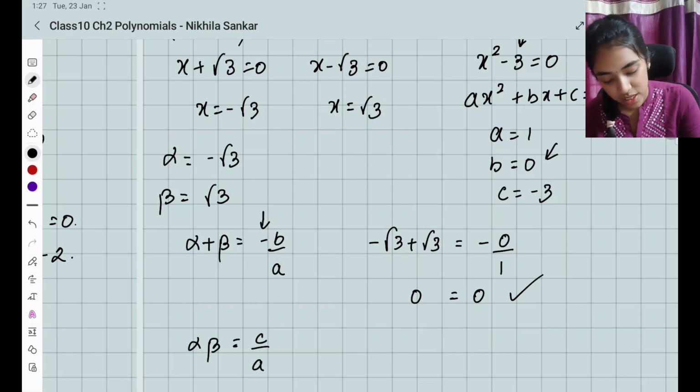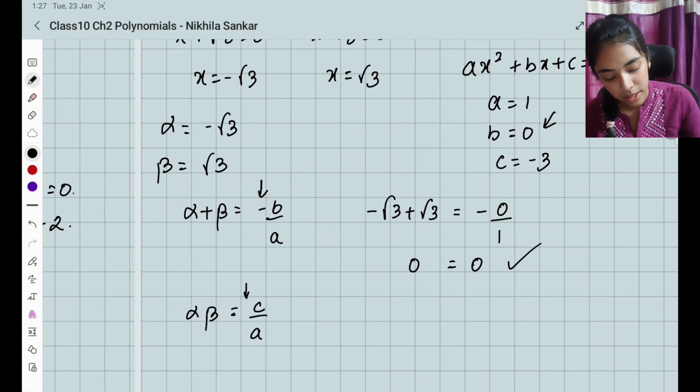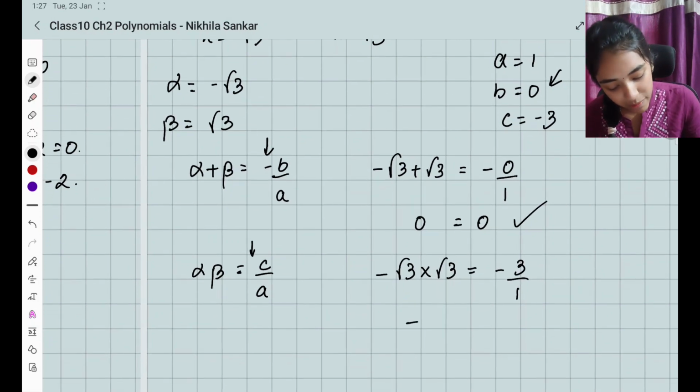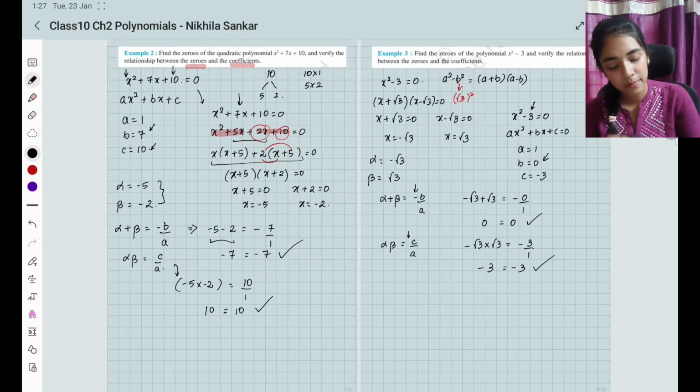Always remember, product of zeros: minus root 3 times root 3 equals c, whose value is going to be minus 3, divided by a, which is 1. So you have minus root 3 into root 3 is 3, equals minus 3. Hence verified. Okay, please copy.